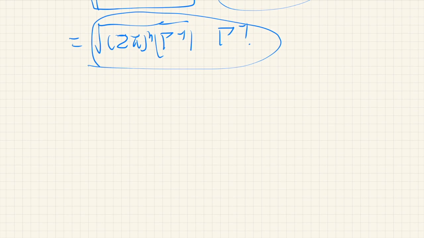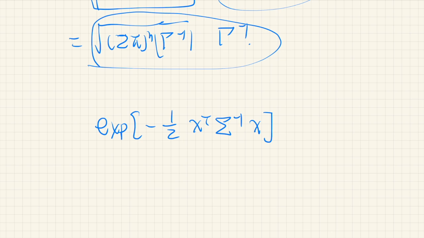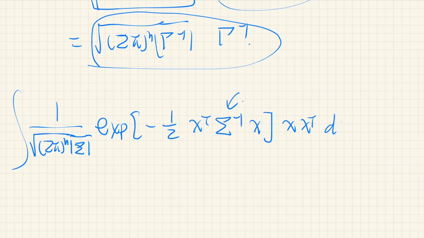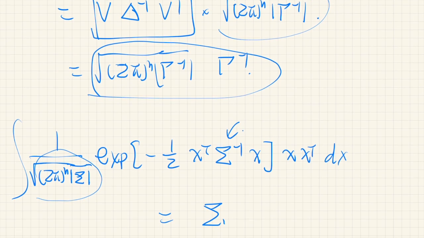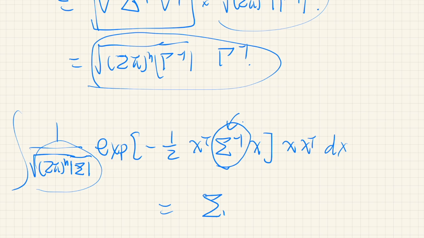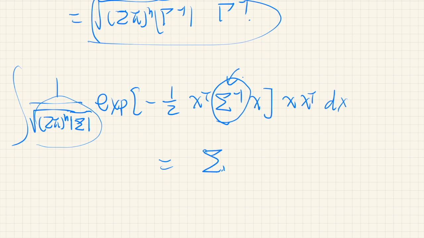In the multivariate normal distribution, we have something like exponential of minus 1 over 2 x transpose sigma inverse x, and of course there is a normalization factor, 2 pi to the power of n and the determinant of sigma. Here sigma is the covariance matrix. If we calculate the expectation value of x x transpose using this density function, since we divide by the normalization, the result should be just sigma. It's the inverse of this, and the inverse of the inverse is the original matrix, which is the covariance matrix. So that's how we get the covariance matrix from the multivariate normal distribution.